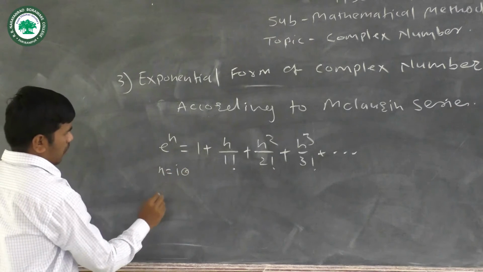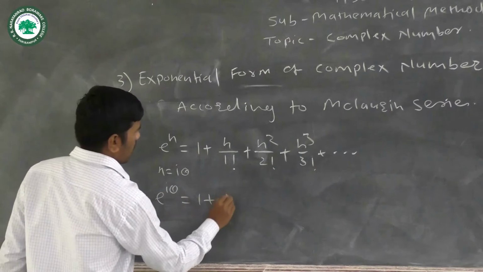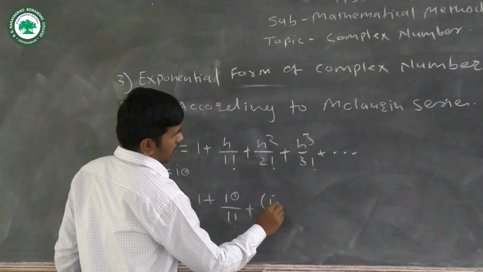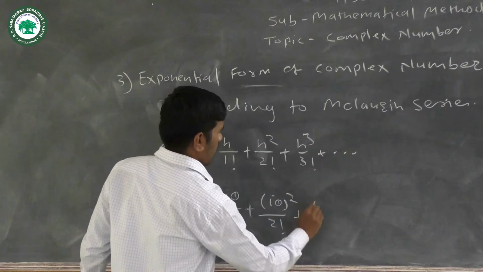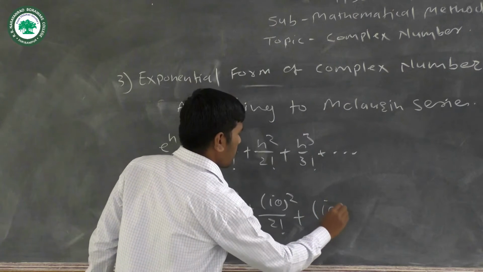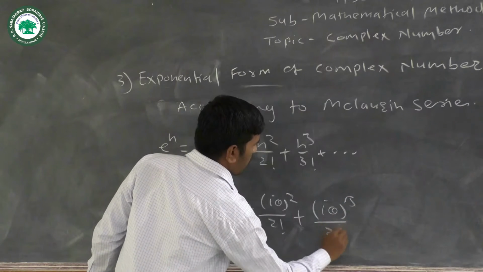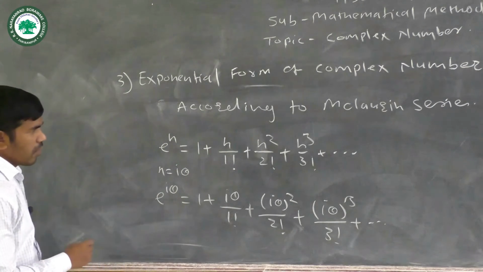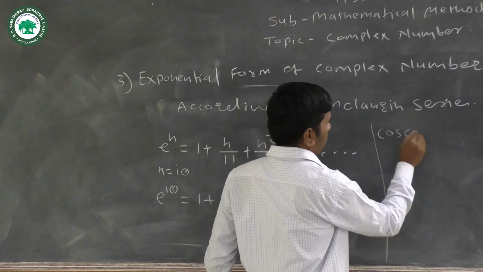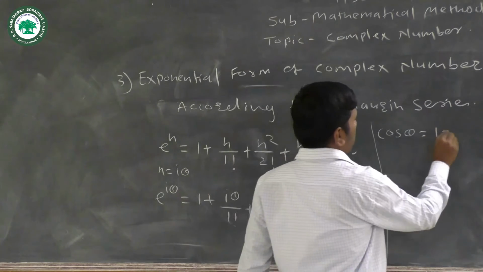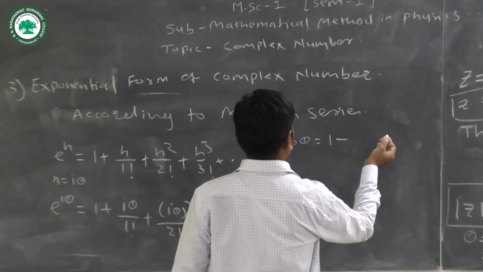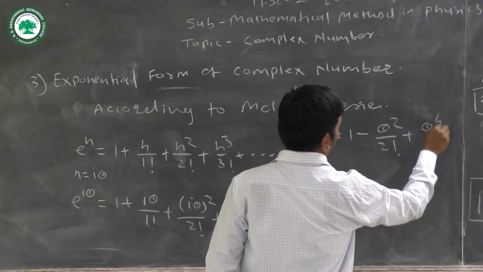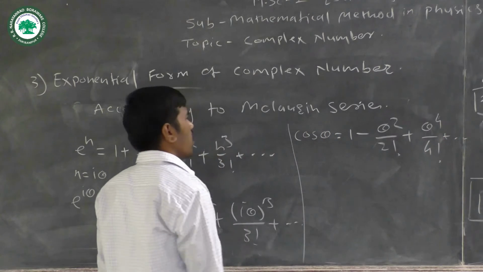So what we get, e raised to i theta is equal to 1 plus i theta divided by 1 factorial plus (i theta) whole square divided by 2 factorial, and the fourth term, that is i into theta cube divided by 3 factorial, and so on. This is by the Maclaurin series. Also the series of cos theta is 1 minus theta square by 2 factorial plus theta power 4 by 4 factorial and so on. This is the series for cos theta.